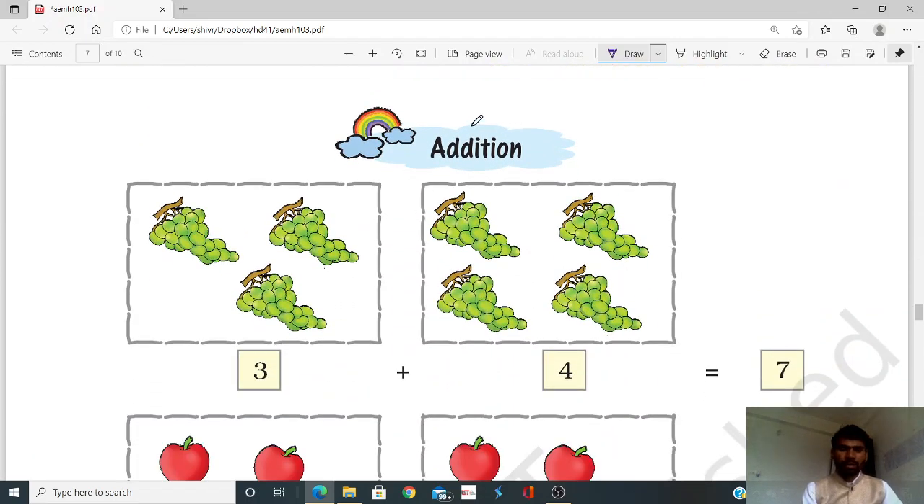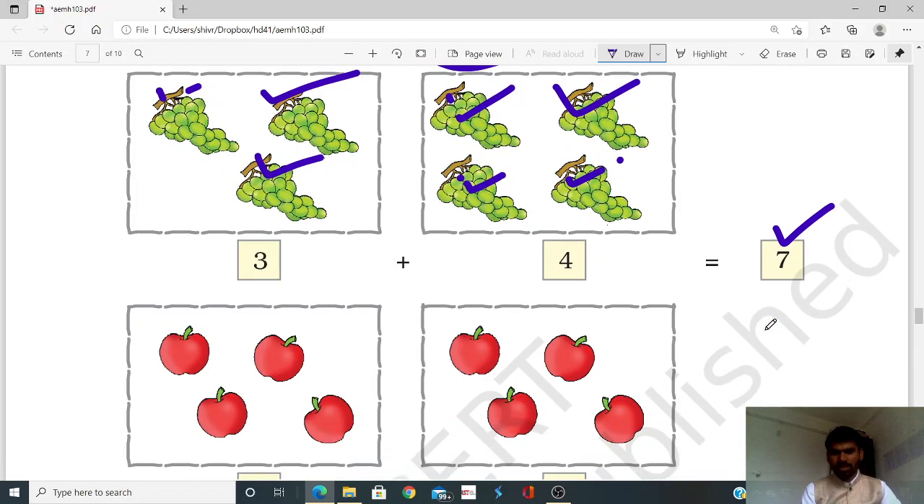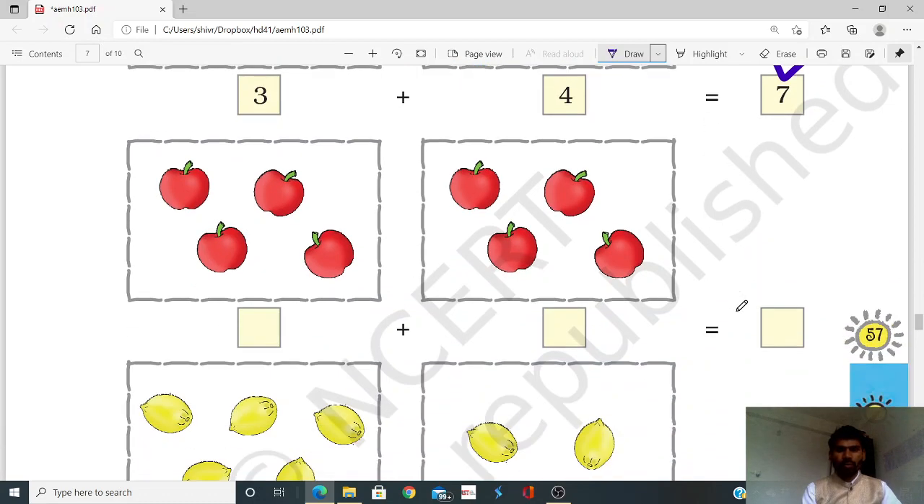Now here you can make addition again. Grapes. Here is the bundle of grapes, right? Here you can see grapes. 3 plus 1 2 3 4. 3 plus 4 is equal to 7, which is already given. We have to make one here.